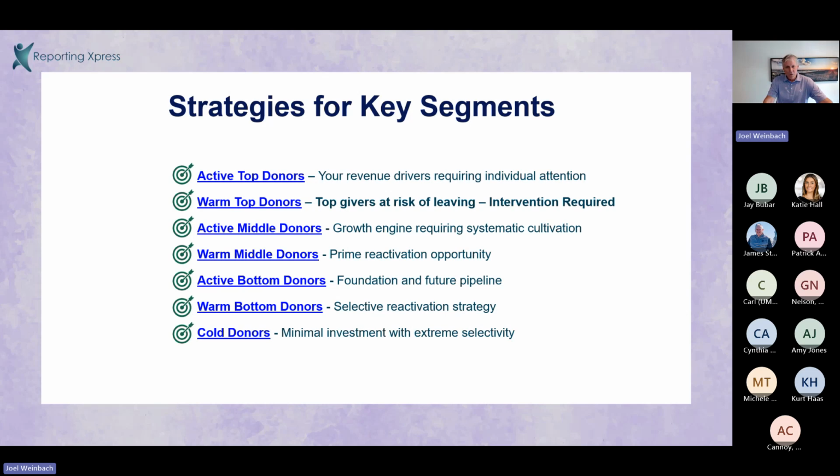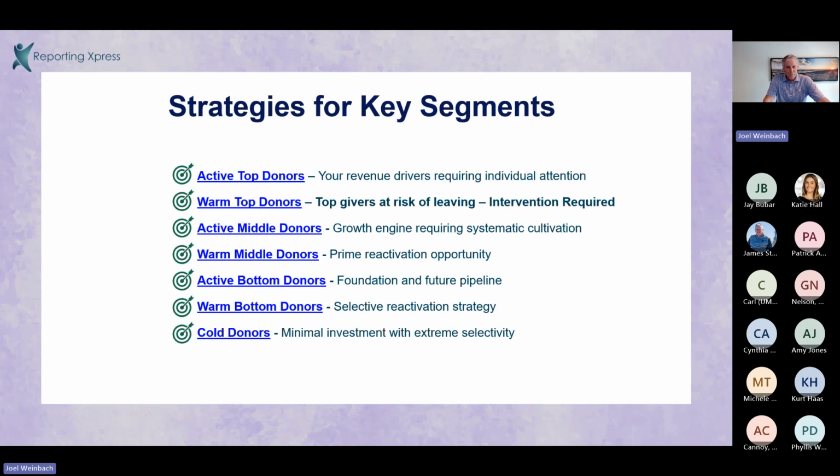All right, so we know what our segments are. Let's talk about each one quickly. Our active top donors: in most organizations these days, 80 to 90% of your revenue is coming out of those. We call those Pareto organizations, the 80-20 rule. They require individual attention in most cases, and you'll usually have either a leadership person or a senior development officer assigned to those donors.